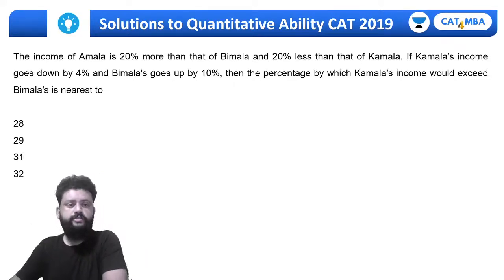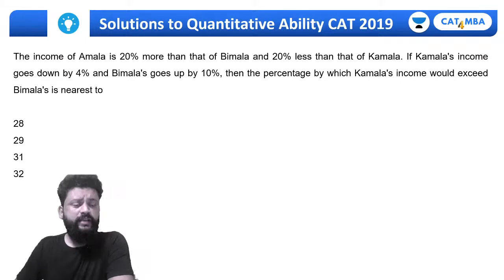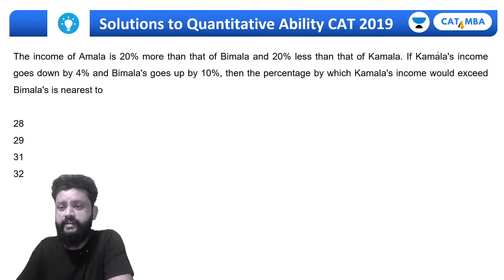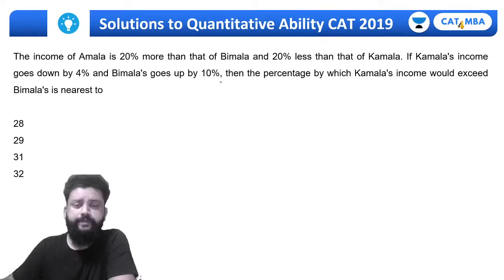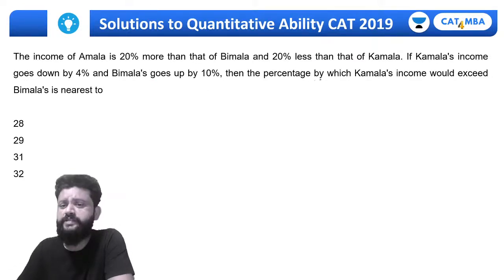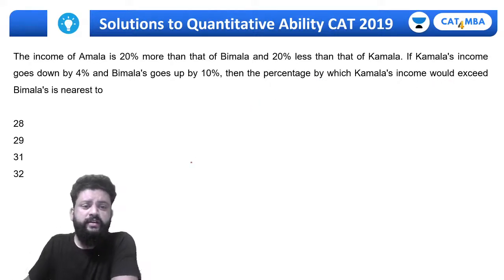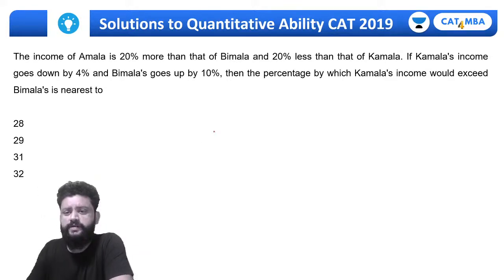Okay, so let's begin. The income of A is 20% more than B and 20% less than K. If Kamal's income goes down by 4% and Bimal's income goes up by 10%, then the percentage by which Kamal's income would exceed Bimal's is nearest to. So that's the percentage increase of income.